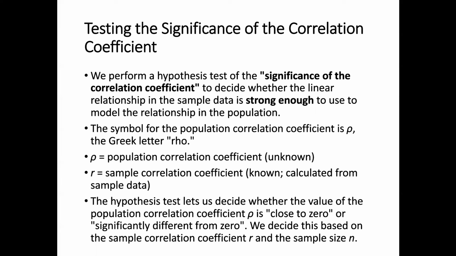The symbol for the population correlation coefficient is the Greek letter rho. It's that kind of pretty p, but it is the Greek letter rho. Rho is the population correlation coefficient, which we don't know. And r is the sample correlation coefficient, which you calculate using the linear regression test. The hypothesis test lets us decide whether the value of the population correlation coefficient rho is close to 0 or significantly different from 0. If it's significantly different from 0, we can use our regression equation to do predictions.